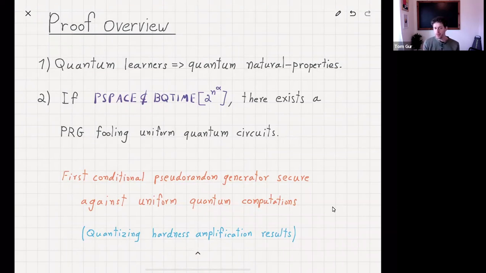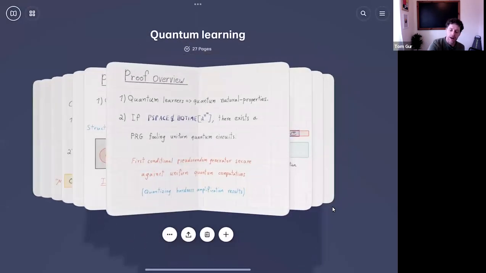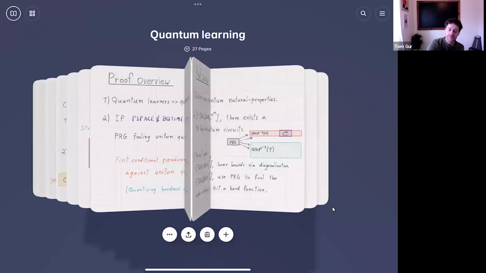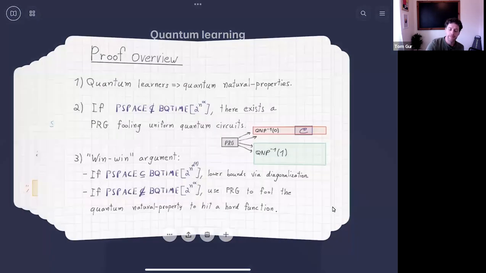And to the best of my knowledge, I think this is the first conditional pseudo-random generator that we have against uniform quantum computation. The type of techniques that go into it is analyzing the local list decoding of IDKW and extending it to the quantum case. So this is the rough idea. And then comes the most interesting part, which is part 3.